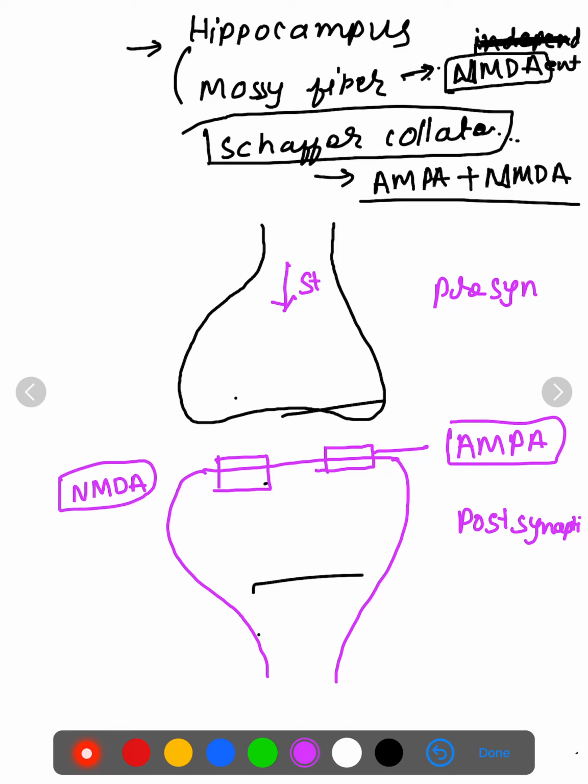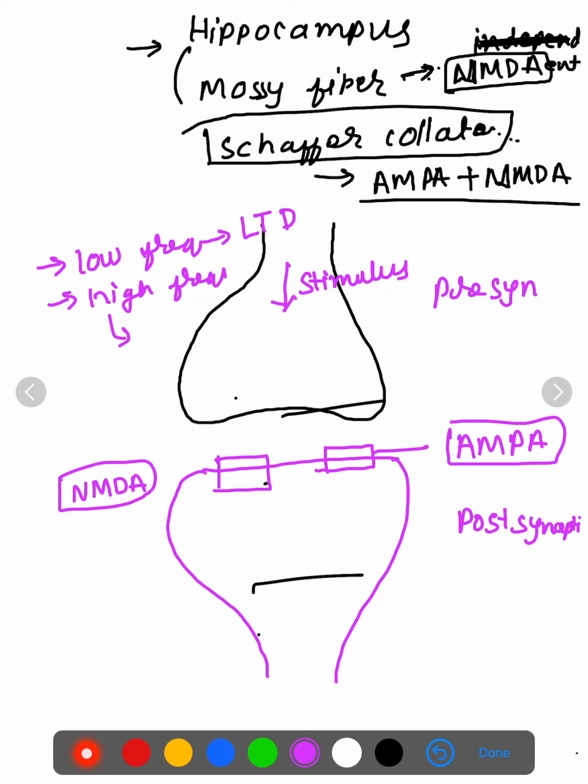Now whenever there is a stimulus, whether it is low frequency or high frequency also matters. If it is low frequency, then what will happen? LTD, long term depression, will occur. If it is high frequency, what will happen? LTP, long term potentiation, will occur. So what is occurring here now?